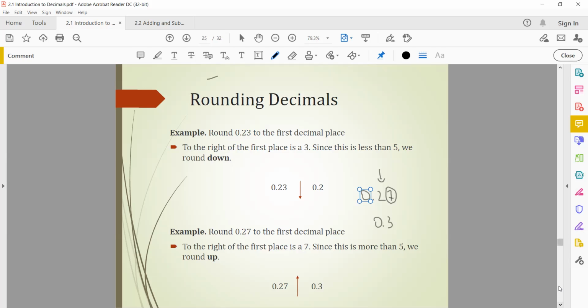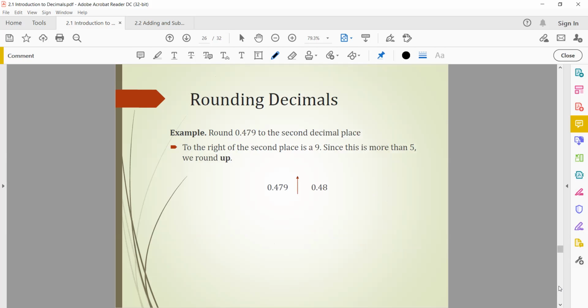Let's go through a couple more. Round 0.479 to the second decimal place. You always have to be careful, because it could say first decimal place, second, or third. Sometimes it might state it a little differently. It might say round to the tenths decimal place, or the hundredths, or the thousandths. Those are just referring to the first decimal place, the second, and the third. So there are different ways of wording this.